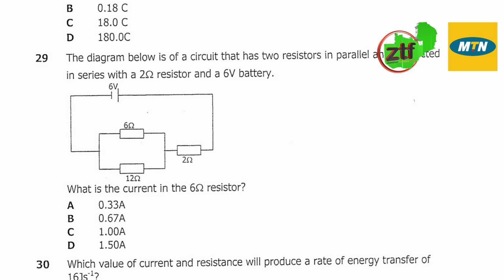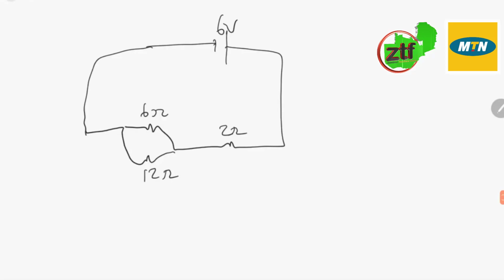in the 6 ohm resistor. How do we solve this problem? We must know the total voltage, which is in this case 6 volts. Then we must find the total resistance in the entire circuit so that we can find out how much current is flowing in this particular circuit. Let's try and do this.